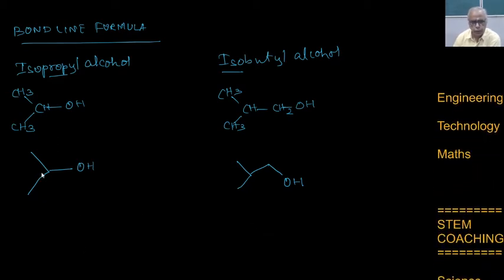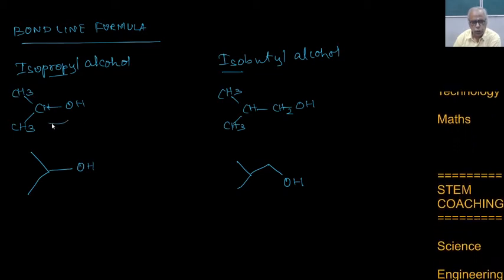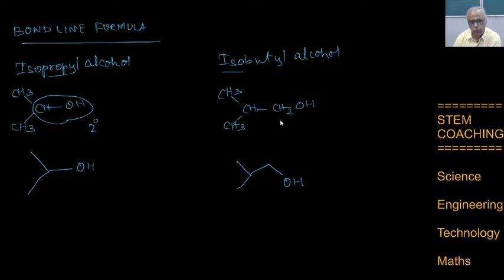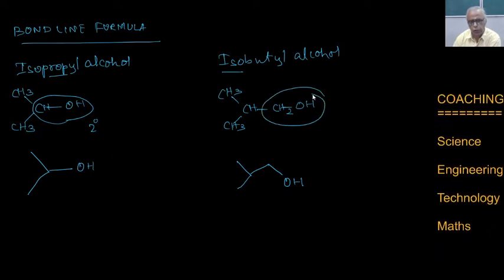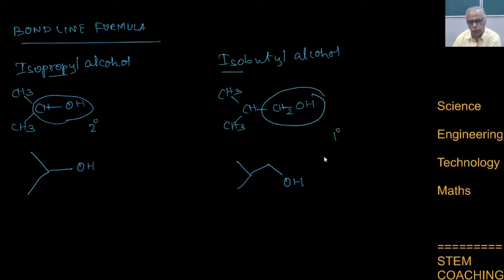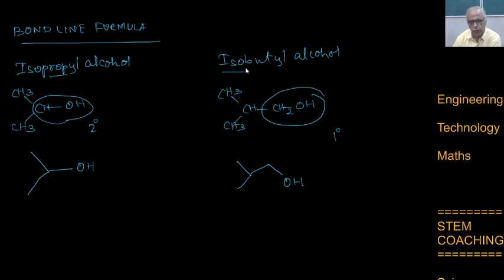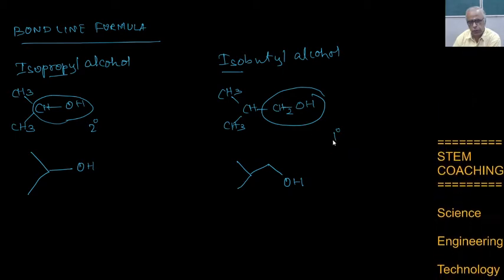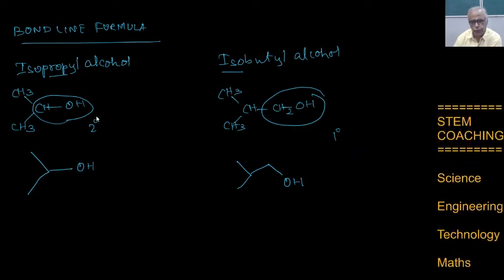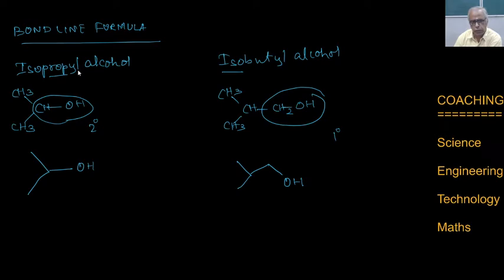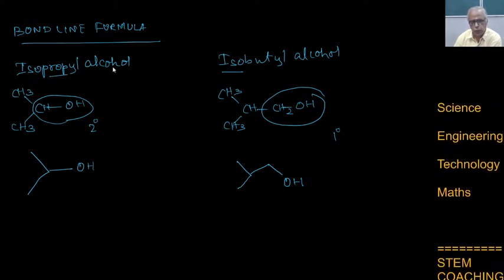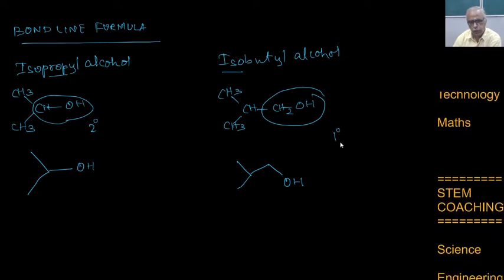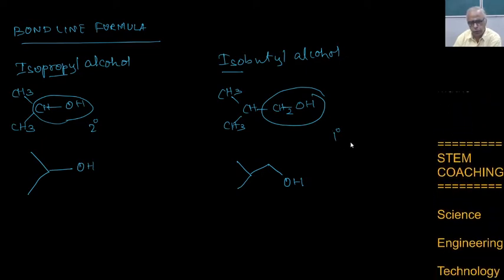In fact, this CHOH is a secondary alcohol, whereas CH2OH is a primary alcohol. Even though it is described as iso, but the OH is attached to CH2, so it is primary. And this one is secondary. So remember this. Isopropyl alcohol is a secondary alcohol, whereas isobutyl alcohol is a primary alcohol.